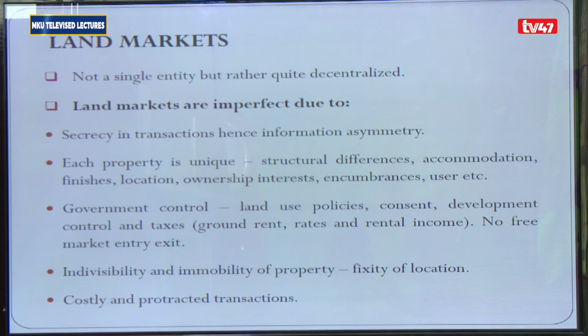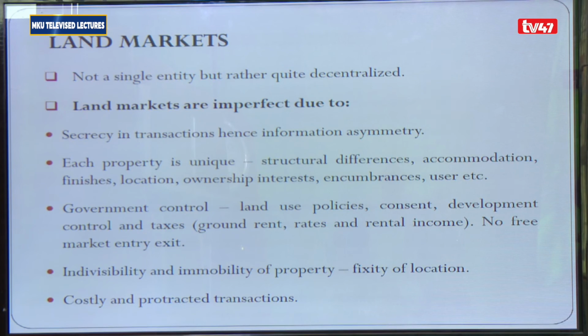Why? Because there is a lot of secrecy in transactions. There is information, you do not know who is selling what, at what price. That's what we call information asymmetry. And this is done because people try to hide their cards, and they do not want it known that they are selling land. Number two, they don't want to declare the full value or price of land because they want to reduce their stamp duty obligations.